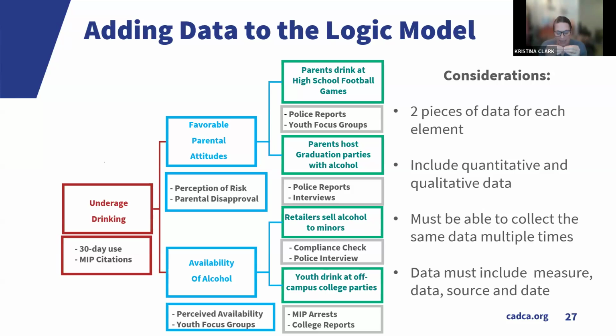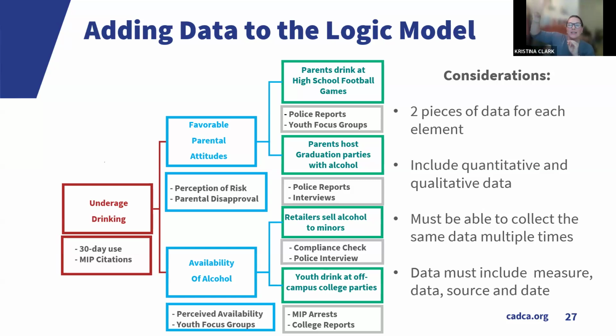Remember that we want whatever data that we map to the logic model to prove whatever is in that box. So what do I mean by that? If I say the local condition is parents drink at high school football games, both that police report and that youth focus group specifically tell me that parents are drinking at the high school football games, not that just parents drink or that a parent down the street from the football game was arrested. I want to know specifically that the police reports are saying that parents were arrested or got in trouble, cited, whatever, for drinking at the high school football game. I want that youth focus group to tell me that 8 out of 10 kids told me in a youth focus group that they see parents drinking at high school football games.